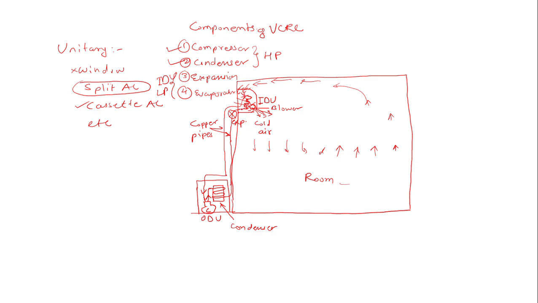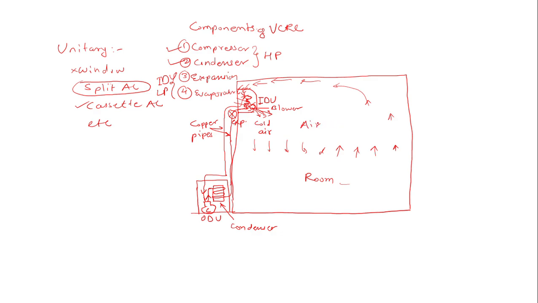So the refrigerant absorbs the heat, the air becomes cold, and that cold air will be supplied. This cold air again takes the heat from the room, gets warmed up, and is again supplied back over the cooling coil. Likewise this cycle will continue. This cycle of air is known as the air circulation cycle.